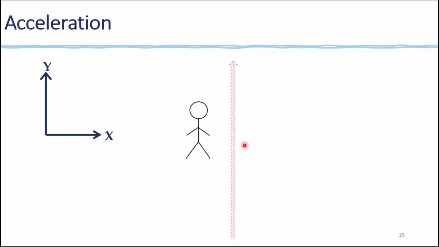So as you start walking backwards, you speed up towards the south wall. Your velocity is now negative and increasing because you're moving in this negative direction downwards. And your acceleration is also negative because you're accelerating, you're changing your velocity in this negative direction.